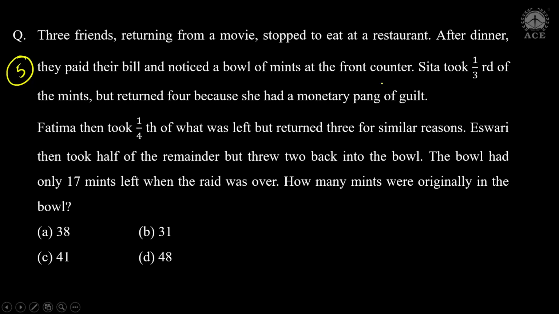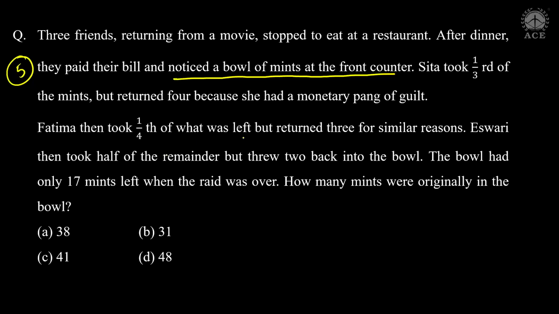Three friends returning from a movie stopped to eat at a restaurant. After dinner, they paid their bill and noticed a bowl of mints at the front counter. There are some mints there, right? Sita took one third of the mints available, but returned four due to guilt. Then Fatima took one fourth of what was left, but returned three, again for a similar reason, guilt.